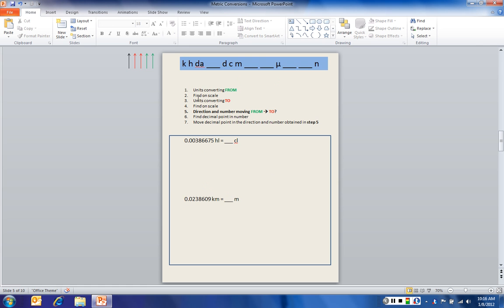All right, couple more. We're going hecto being converted into centi. So notice I'm doing the same thing I put in my instructions each time. I'm getting my units I'm converting from. That's the hecto. I'm going to centi. I'm going from the green to the red arrows. 1, 2, 3, 4 to the right. Find the decimal point, get rid of it there. Go 1, 2, 3, 4 to the right. Put it there. And get rid of the leading zeros to clean it up. And it's now centiliters.